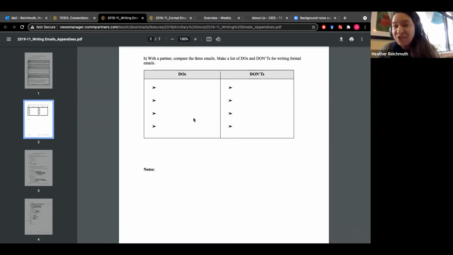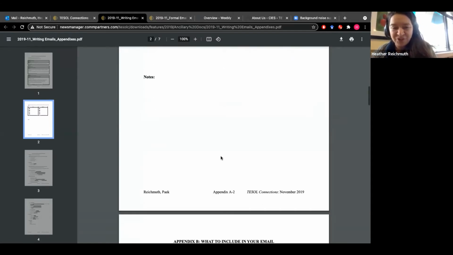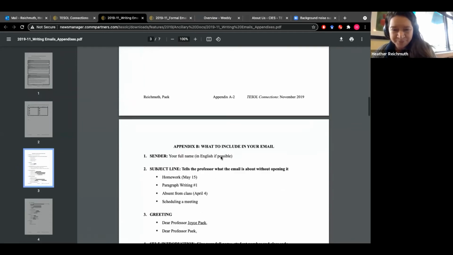So you can see on the second page here, the students with their partner can make a list of do's and don'ts. So you're not really teaching them. You're teaching them, but you're not standing there lecturing them. You're actually letting them discover for themselves things that you should and shouldn't do in a formal email. And then they can make extra notes that they might have with their partner.